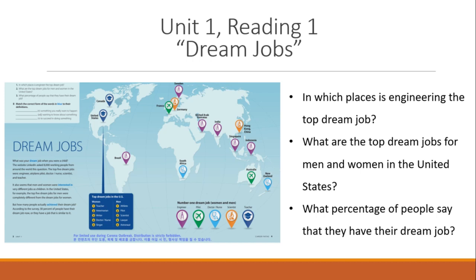The first question is, in which places is engineering the top dream job? Number 2, what are the top dream jobs for men and women in the United States? And finally, number 3, what percentage of people say that they have their dream job? And then in B, we have a matching activity to match the words in blue to their definitions. So in that dream jobs reading I just read, there are 3 words in blue. They're dream, interested in, and achieved. So you need to match those with the meanings.